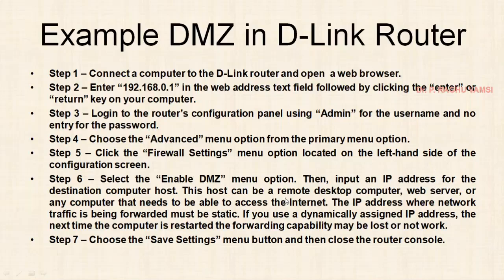This host can be a remote desktop computer, web server, or any computer that needs to be able to access the internet. That means you are supposed to provide the IP address of the system that is going to access the internet via this router. Okay, that will be the DMZ zone that you can create. If you use a dynamically assigned IP address, the next time the computer is restarted, the forwarding capability may be lost and may not work. That is the reason you have to provide a static IP address there.